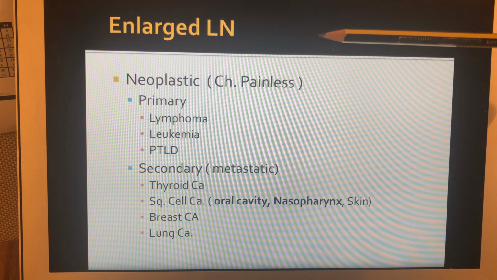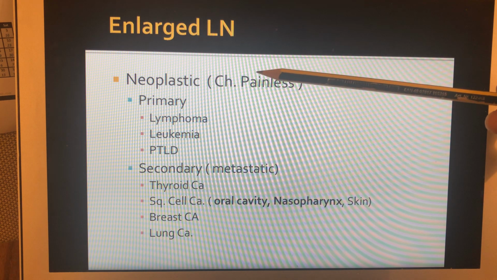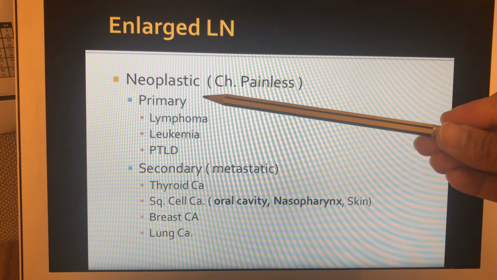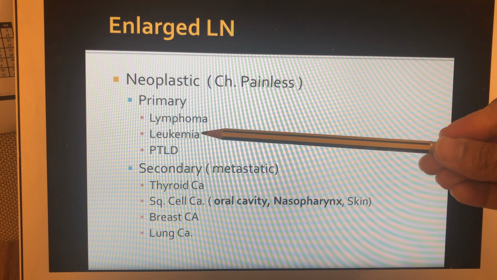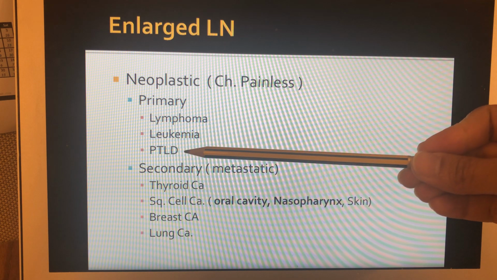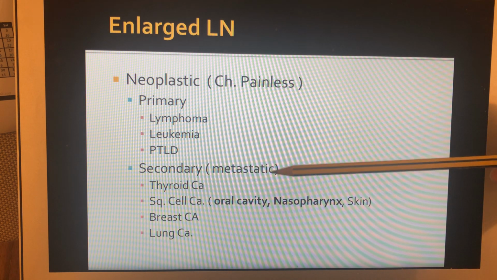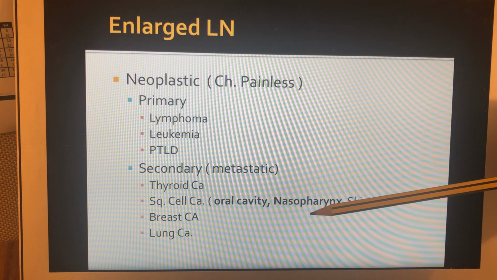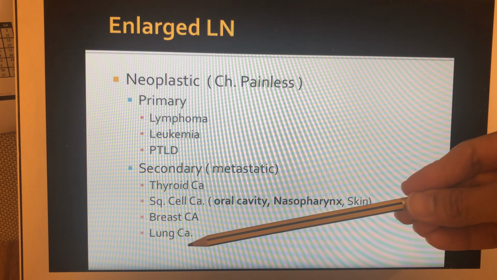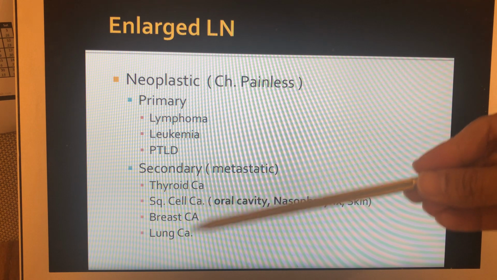Enlarged lymph nodes can be neoplastic. Usually it's chronic and painless. And the neoplastic ones can be primary or secondary. The primary is usually lymphoma, leukemia to a lesser extent, or post-transplant lymphoproliferative disease. Secondary neoplastic lymph node enlargement is usually metastatic, secondary to thyroid cancer, squamous cell cancer of the oral cavity or nasopharynx or the skin, breast cancer and lung cancer. We see this more commonly in adults, not very common in pediatrics.